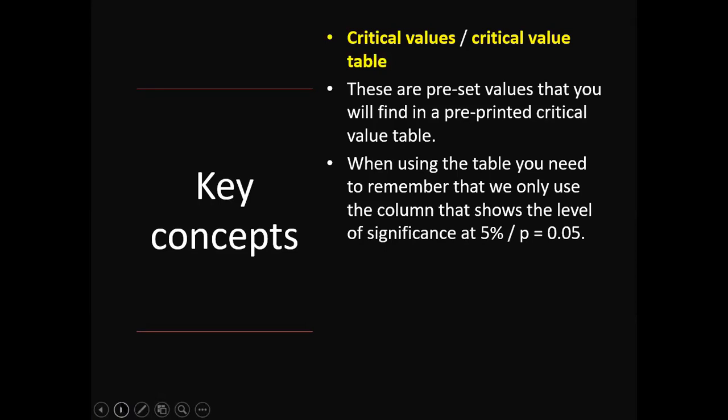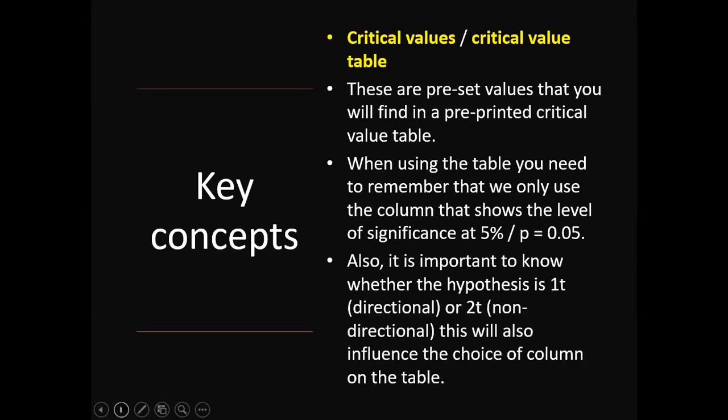Another thing that you need to keep in mind when you're using the critical value table is whether your hypothesis is a two-tailed or a one-tailed hypothesis. Two-tailed, non-directional, one-tailed, a directional hypothesis. Again, it's about choosing the right column so that we get the correct critical value from the critical value table, because then we need to be able to use that in comparison with our own calculated value.